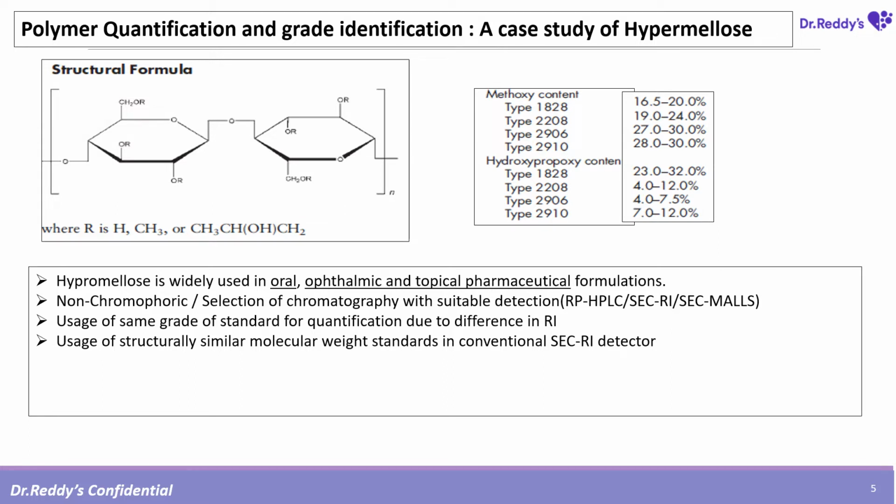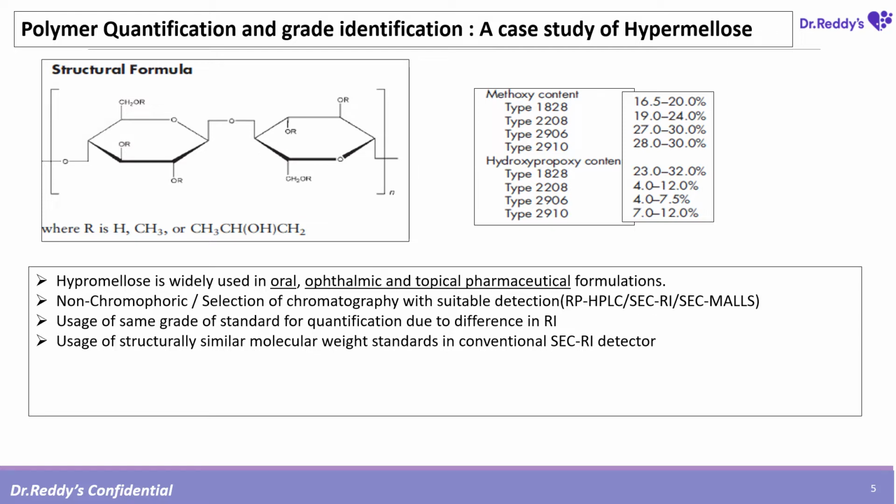If some of the companies don't have the right detector for quantification, usage of the same grades of standards, very similar to that of the polymer present in the RLD, is essential to get the right quantitation. To understand the molecular weight distribution profile by conventional GPC, it is essential to have structurally similar molecular weight standards, which give similar hydrodynamic radius properties to get this molecular weight information.